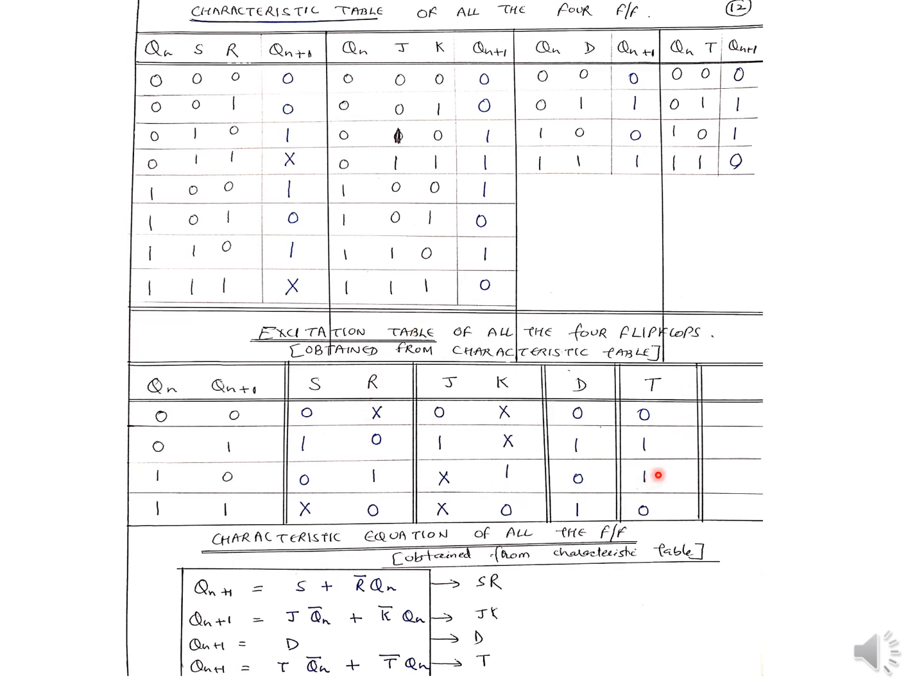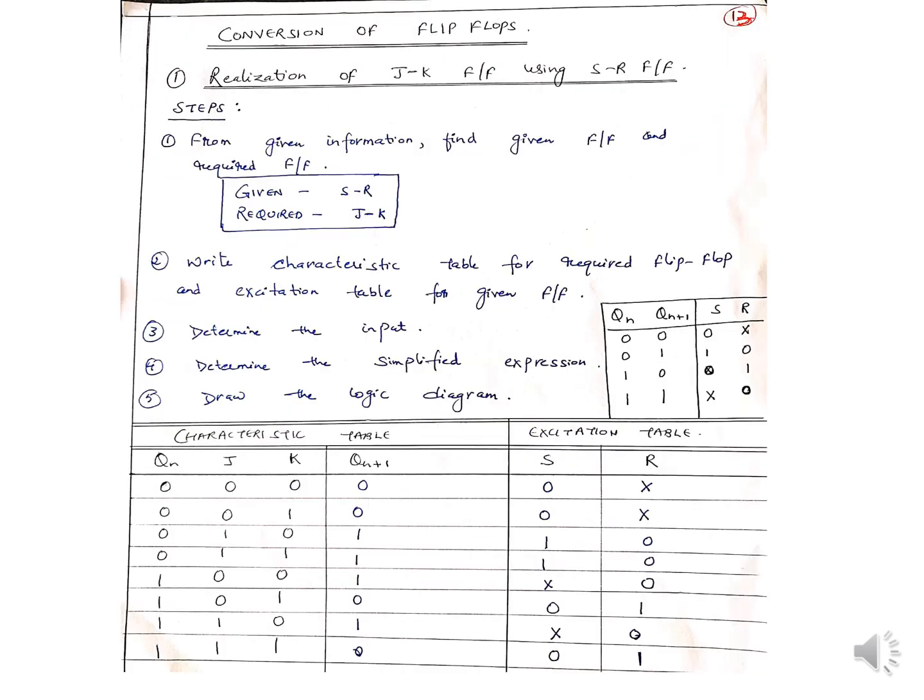This is very important in realizing one flip-flop from the given flip-flop. So for SR flip-flop I am doing it once again, for S 0 1 0 cross, and for R it is cross 0 1 0. For JK, for J it is 0 1 cross and for K it is cross 1 0. For D it is the same, and for T the output of the XNOR gate. So please remember this whole page. I have written it all together. In the next slide, I will show you conversion of flip-flops.